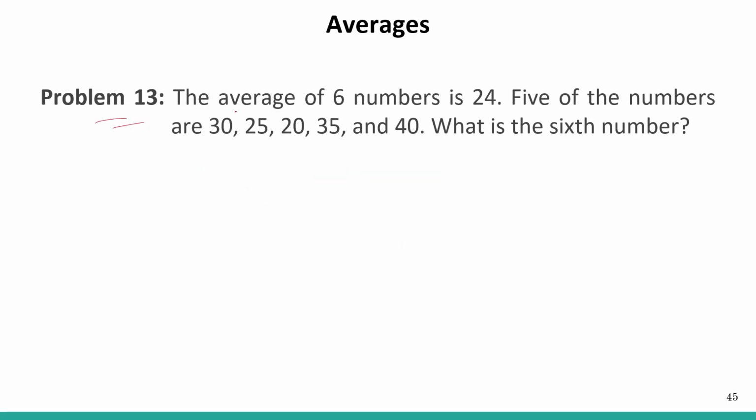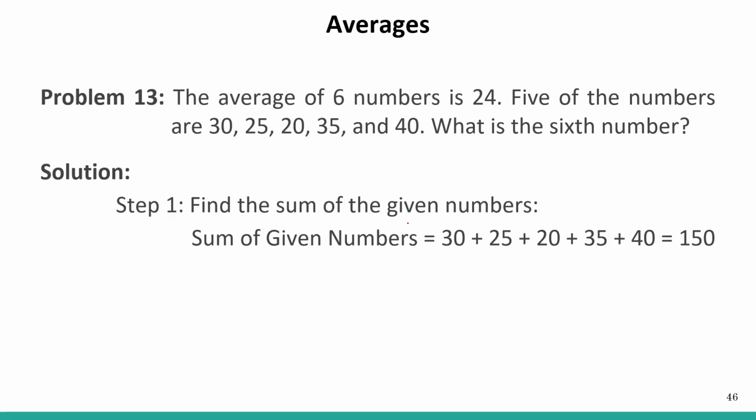So let's see problem number 13. The average of 6 numbers is 24. So 6 into 24 is equal to the total sum, right? So 5 of the numbers are 30, 25, 20, 35, 40. Okay. So 6 into 24 is equal to what? 144. So 144 minus 30 minus 25 minus 20 minus 35 minus 40. Okay. So what is the sixth number?